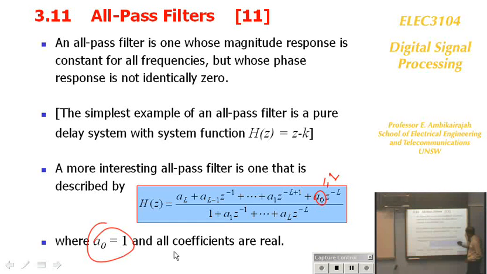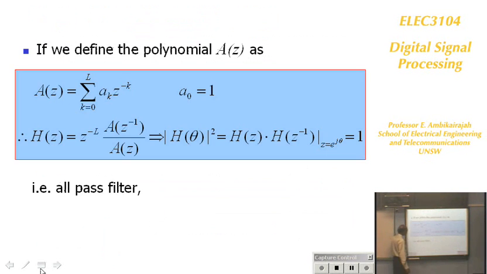So that coefficient matches that one, and the next one matches this one. Similarly, if you go this way, that one should match the last coefficient. If they are switched around like that between the numerator and the denominator, they give you an all-pass filter. We will show you an example in a minute.